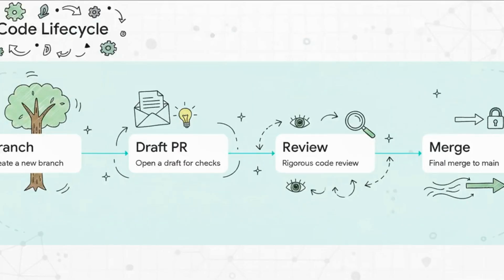But hey, regardless of your branching strategy, every successful piece of code has to travel this same structured path. Number 1, branch creation. Number 2, opening a draft PR. Number 3, the rigorous code review. And number 4, the final merge. Think of this as the chronological journey, the roadmap of our code's lifecycle.